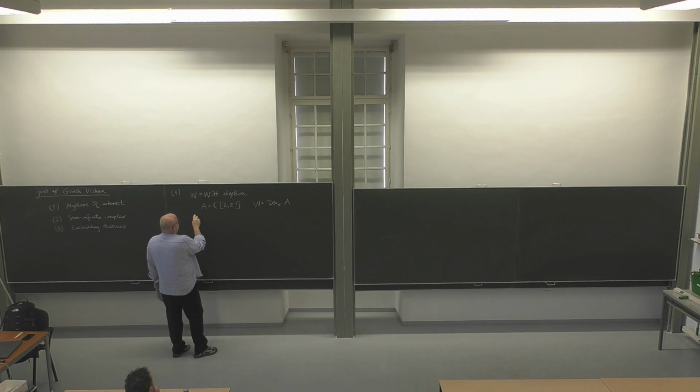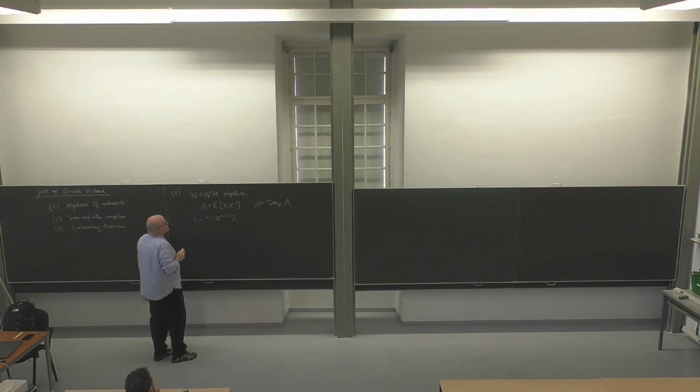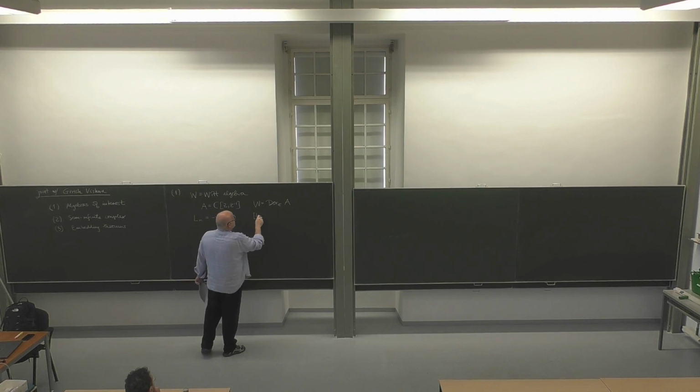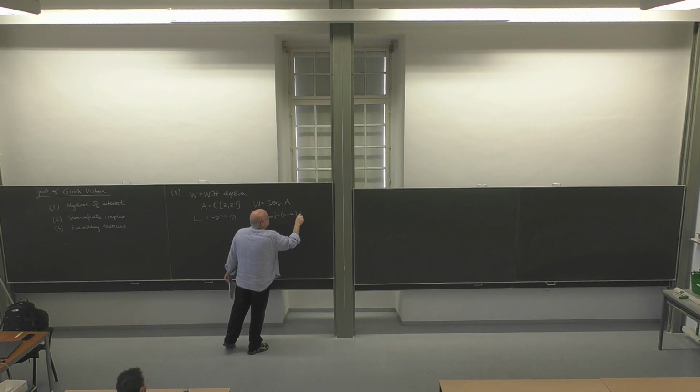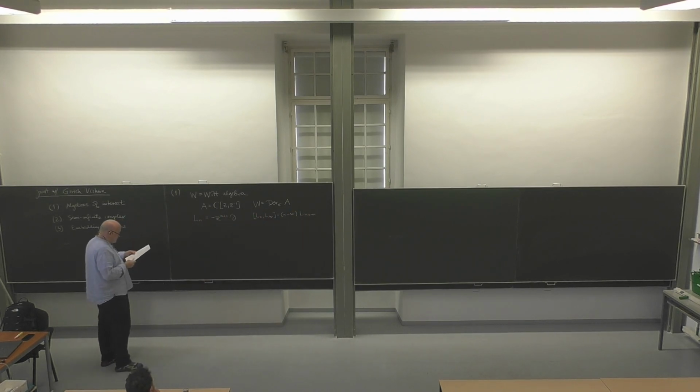So there's a standard basis, everybody knows, minus z^(n+1) ∂, where ∂ here always means derivative with respect to this variable. And the algebra that everybody knows is [L_n, L_m] = (n − m) L_(n+m). I hope everything is familiar for now.